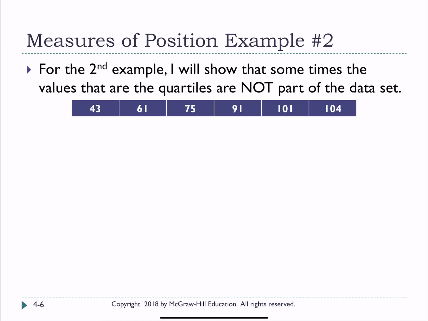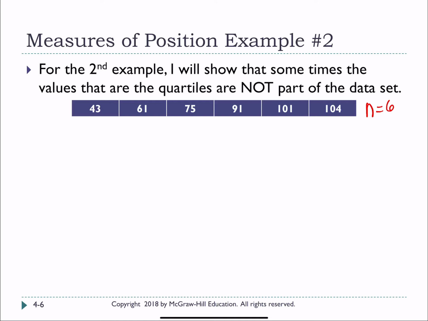So in this example, I'm going to show you that sometimes the values that are our quartiles are not part of the data set. Just like when we talked about median, and I said if we had an even number, then the median is the average between the two in the middle. So it's not a number in our original data set. It's going to kind of work the same way. So I've already put our data in order here from smallest to largest. Okay, my N is 6. There's 6 values here in my sample.